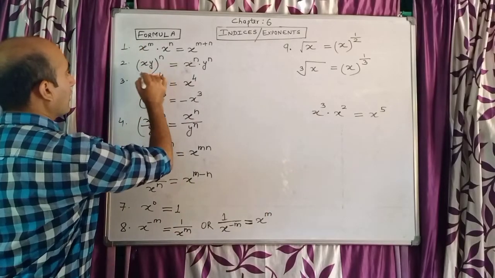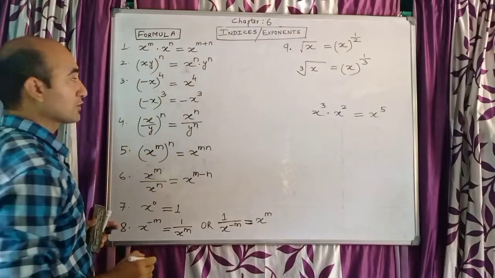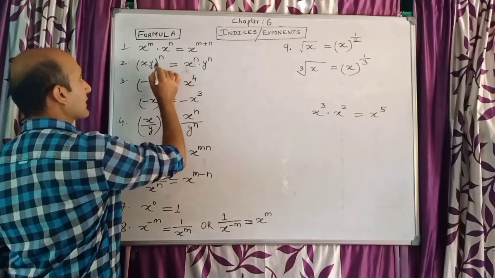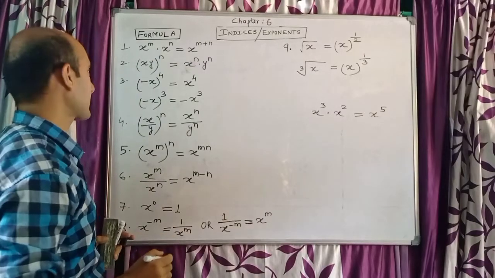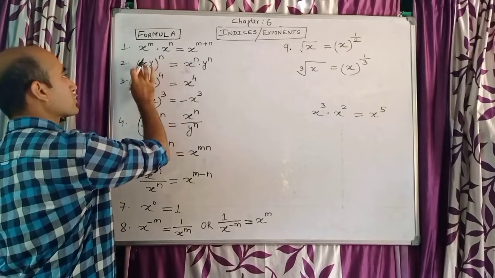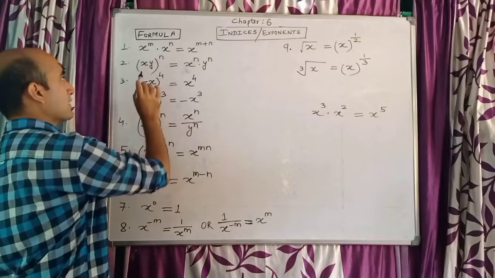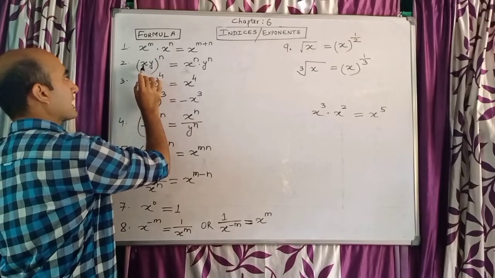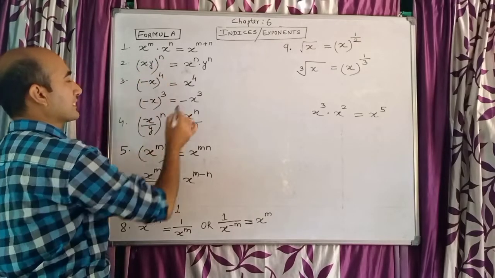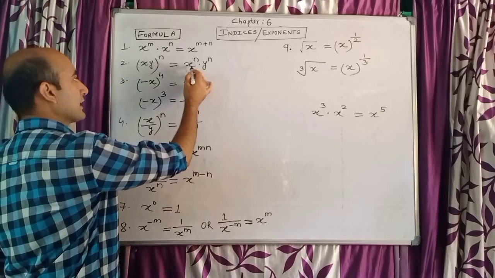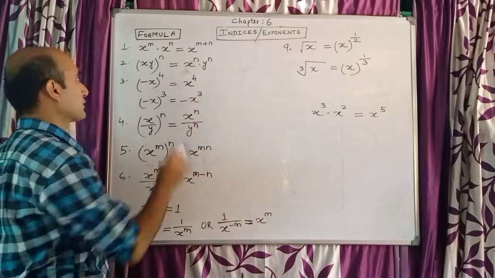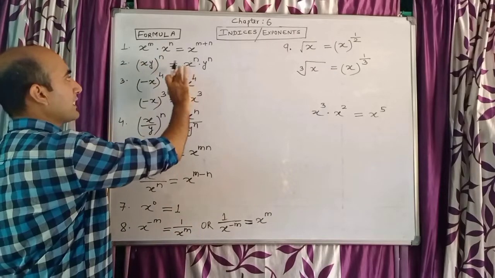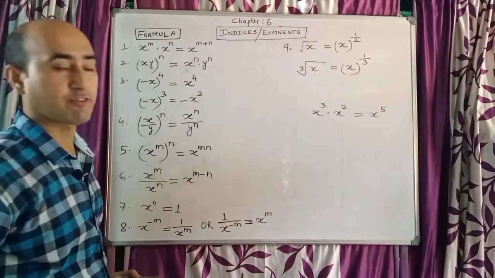Next, xy the whole to the power n. When a bracket is used and there is a single power on the top, then we have to understand, children, that this power belongs to both the variables. So this power n belongs to x as well as to y. That's why you can see here x to the power n, y to the power n. So this bracket has opened and the power is given to both the variables.